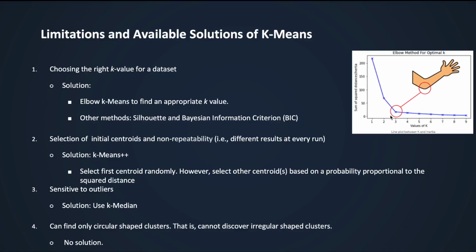Next limitation of the k-means algorithm is that it is sensitive to outliers that exist in the data. If your data has too many outliers, it is advisable to use the k-median or k-mode algorithm. Finally, the limitation of the k-means algorithm is that it cannot find irregular shaped clusters.